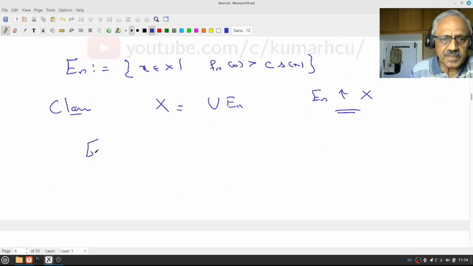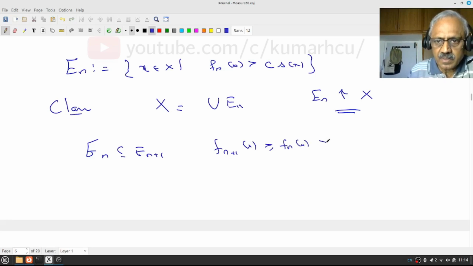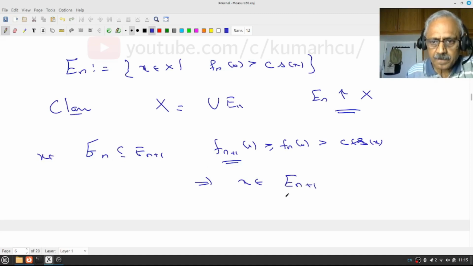First notice that E n is contained in E n plus 1. That is very easy, because f n plus 1 of x is greater than or equal to f n of x, and if my x belongs to E n, then f n of x is greater than c times s of x. Therefore f n plus 1 also satisfies this. This shows that if x is in E n, x is in E n plus 1. So pause, review, proceed.